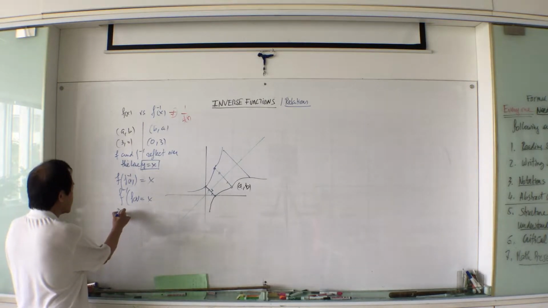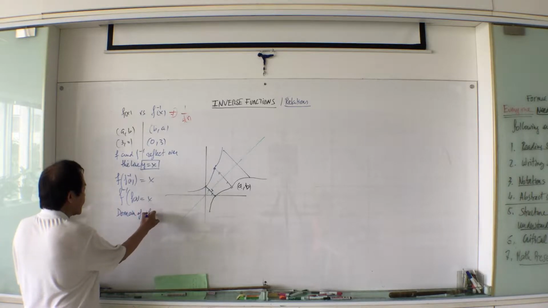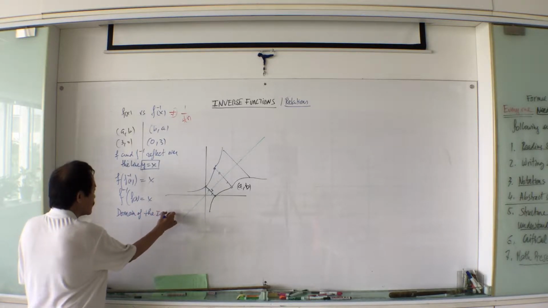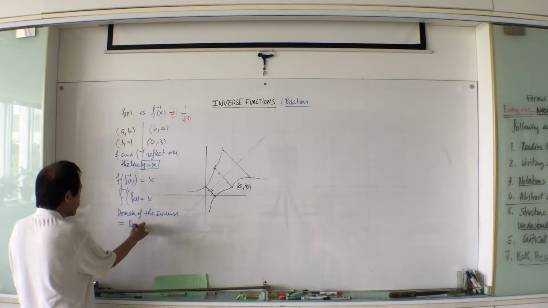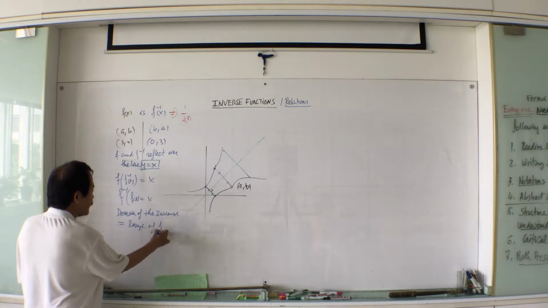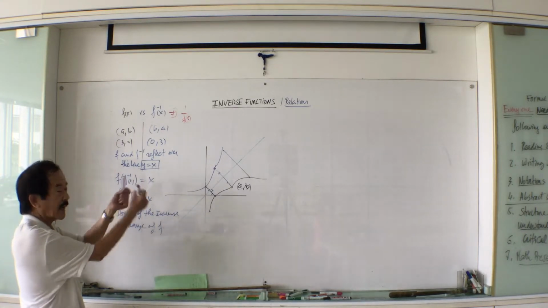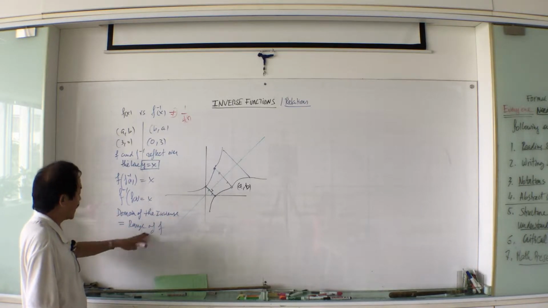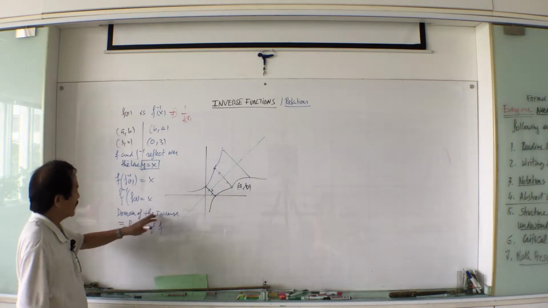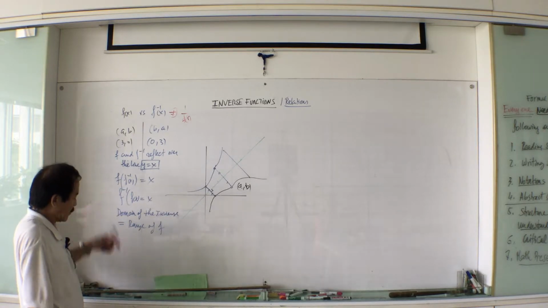Another one: the domain of the inverse equals the range of f, because you exchange between x and y, right? Therefore the domain of the inverse equals the range of function f, or the range of the inverse equals the domain of f. Opposite. Okay, so that's what we already learned.